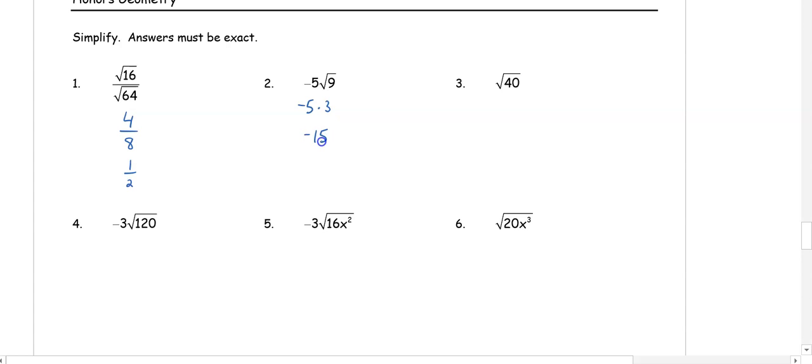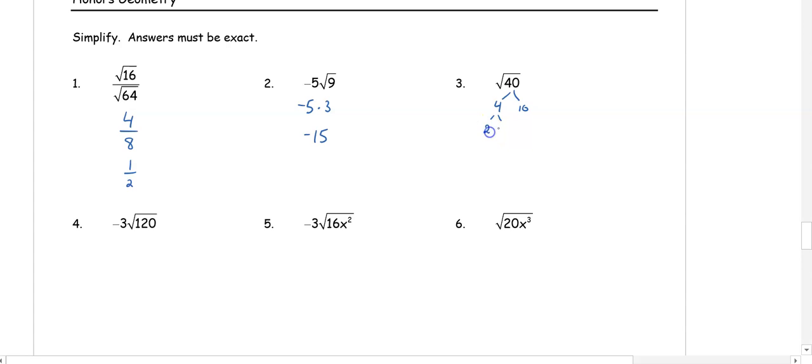Now, in number three, we're not so lucky. We don't know the square root of 40, and if we try to type it in our calculator, that's going to give us a decimal. So we need to use a factor tree in order to reduce the radical. So we want to find numbers that multiply to 40. There's a bunch of different factors we can use. One set of factors, though, is 4 and 10.